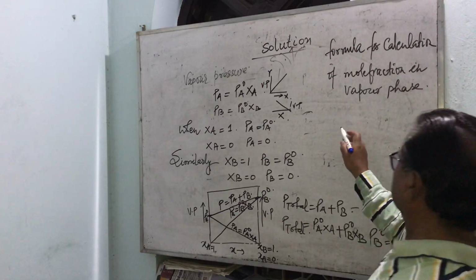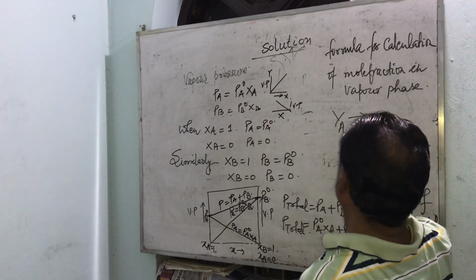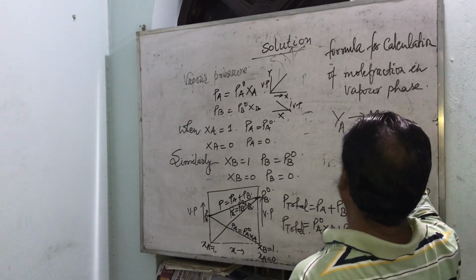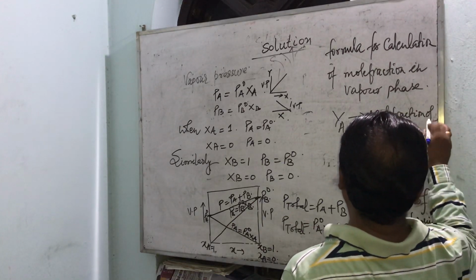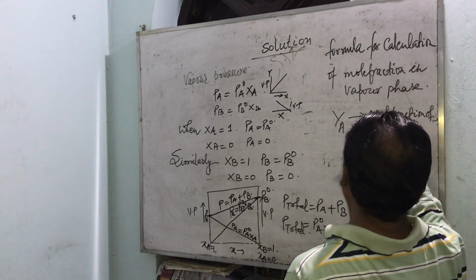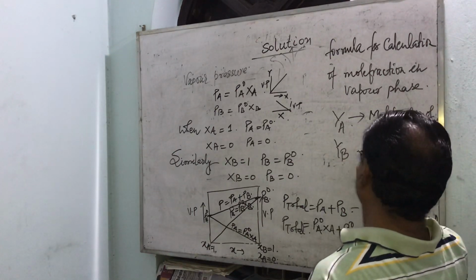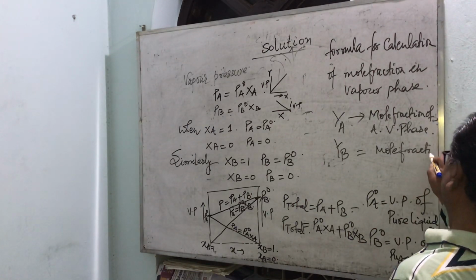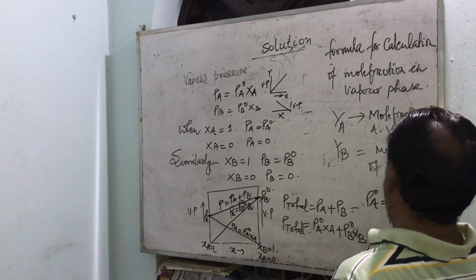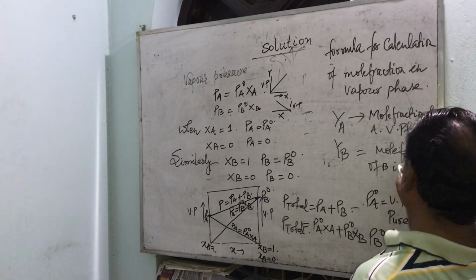We consider the components, that is YA, the mole fraction of A in vapor phase, and YB, the mole fraction of B in vapor phase.